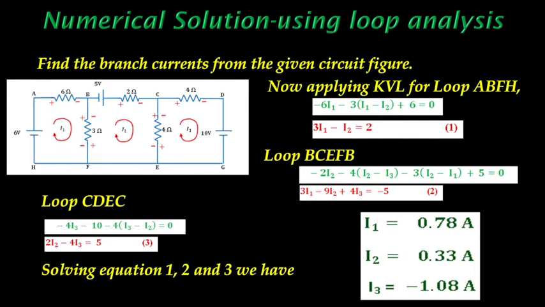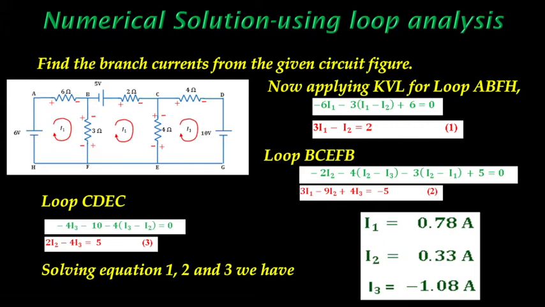Then consider the second loop B, C, E, F, B. Minus 2I2 minus 4 into I2 minus I3 minus 3 into I2 minus I1 plus 5 equal to 0. Then we get 3I1 minus 9I2 plus 4I3 equal to minus 5.